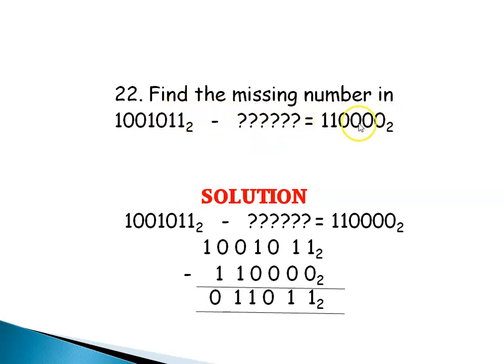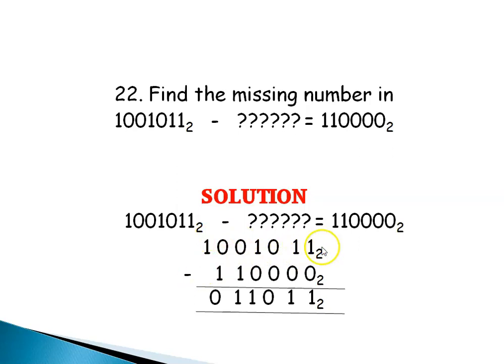So to get this, I'll just say this minus this, and then I'll get what is here. So this minus this will give me what is supposed to be here. So let's arrange 1 0 0 1 0 1 1 base 2 minus 1 1 0 0 0 0. So when you arrange it, be careful, just the same way you arrange your usual numbers. Always start your arrangement from the units so that you can be sure that you have arranged them properly.